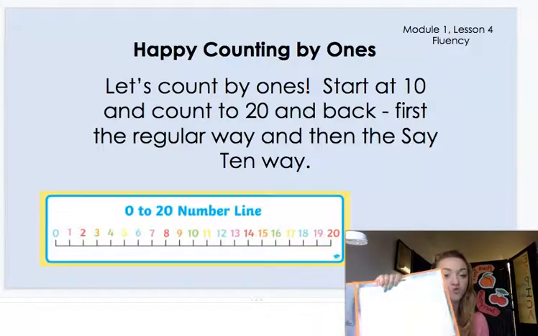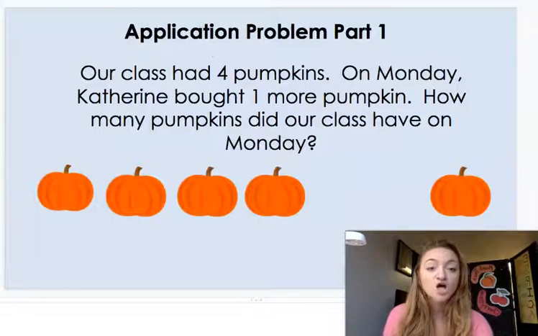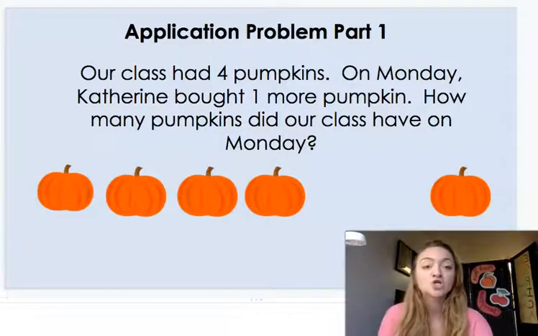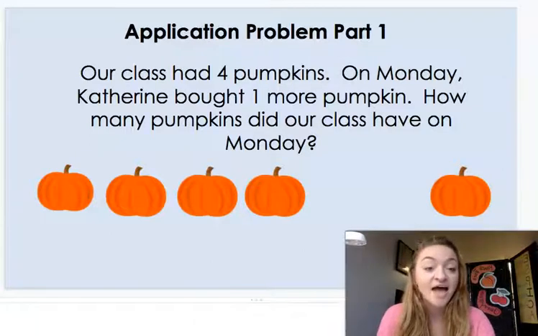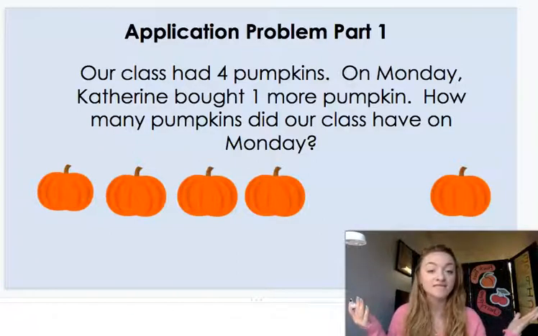So make sure you have your whiteboard and your whiteboard marker all ready. So here we have part 1 of our application problem, and we actually have 3 different parts of it today. So let's get started, and I will read it to you. Our class had 4 pumpkins. On Monday, Catherine bought 1 more pumpkin. How many pumpkins did our class have on Monday?